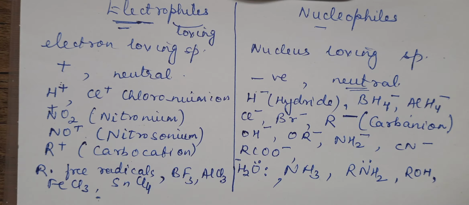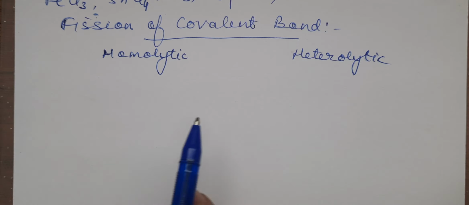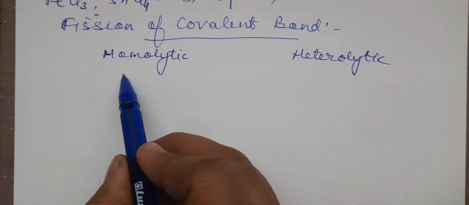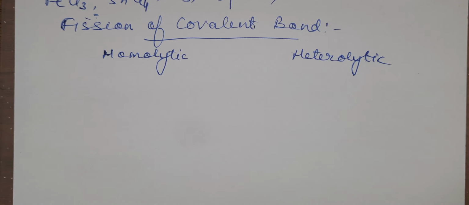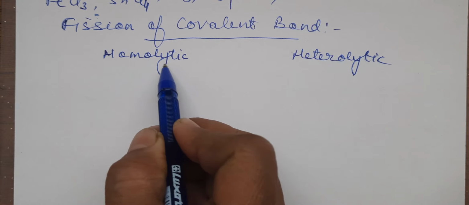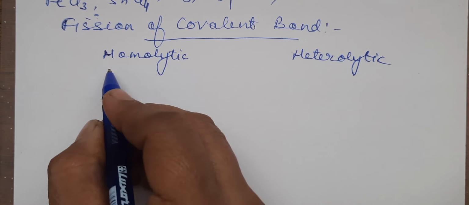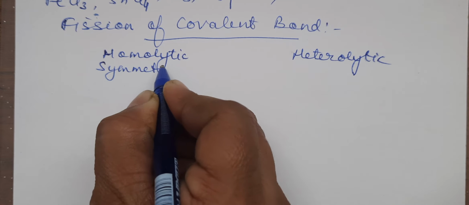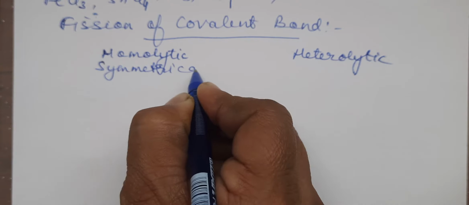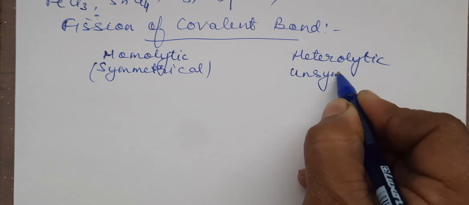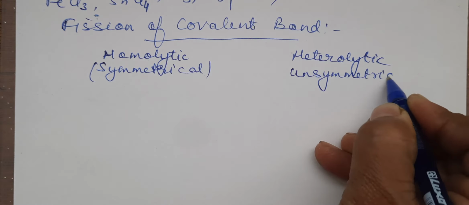Clear till here? Now we'll talk about fission of the covalent bond. The bond may break in two ways. Either it can be a homolytic fission or a heterolytic fission. As the name itself says, homo means same, lytic means breaking, lysis. So if the bond breaks symmetrically, then it is called homolytic fission. And if it is unsymmetrical fission, now, what do we mean by symmetrical and unsymmetrical fission? Let us take an example.